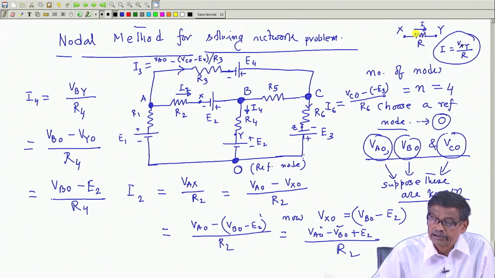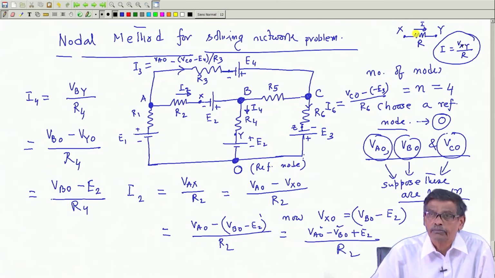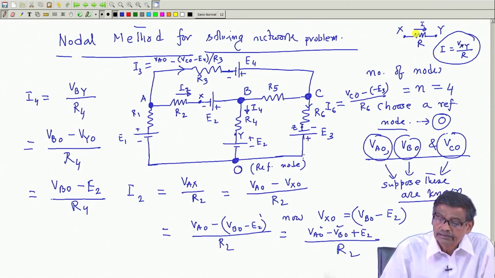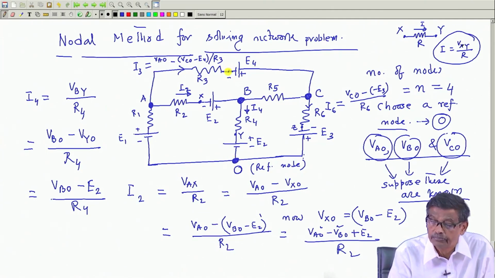And what I told you last time is that if I know these 3 node voltages VAO, VBO and VCO, you have solved the circuit, because you can now find the currents in any of the branches. For example, in this branch, take the resistance of that particular path, R3, and see what the voltage difference is there. This end potential is certainly VAO.